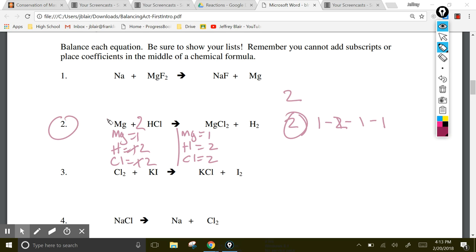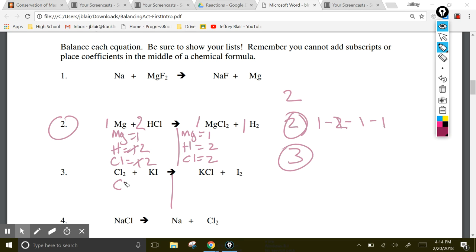Our first coefficient is 1 if there's nothing written there. Then our second one, this 2 is for that one. This 1 is for MgCl2, and this 1 is for that one. So our coefficients are 1, 2, 1, 1. And you don't have to write the 1, but for the answer key, that's what I would put. So for number 3, I'll do another one because we're going to get plenty of practice at this.